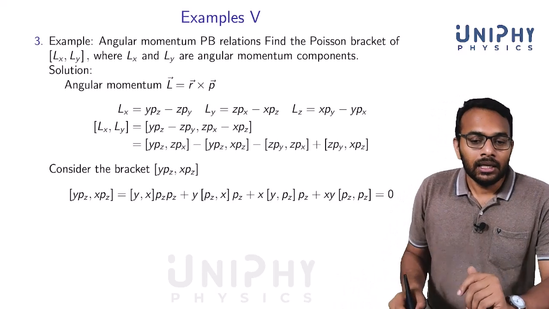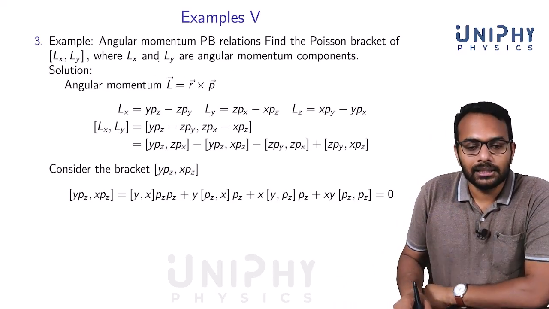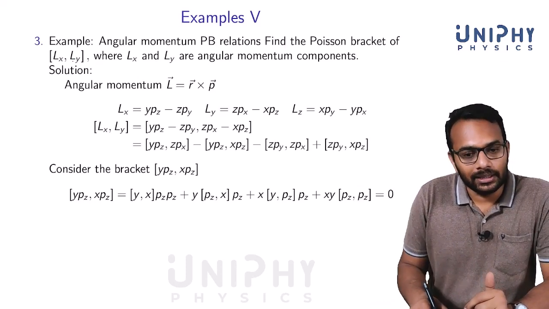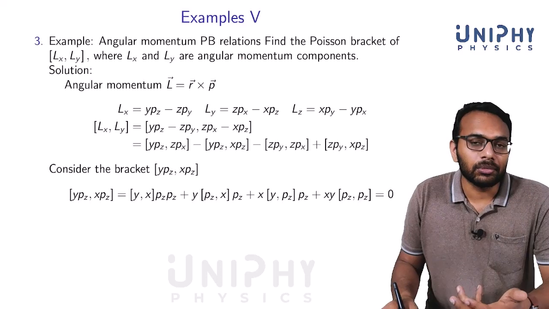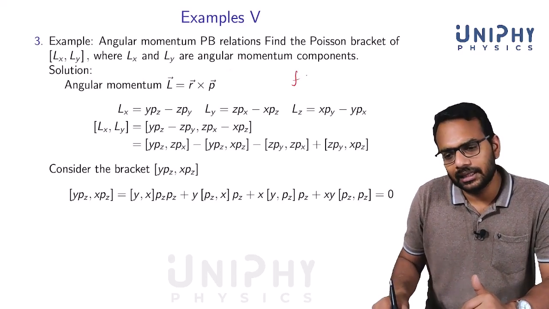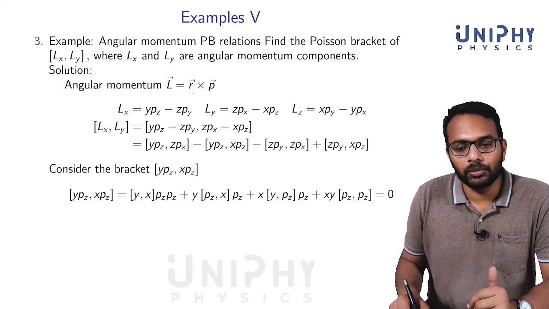Here is another example involving angular momentum Poisson brackets. Find the Poisson bracket of Lx comma Ly, where Lx and Ly are angular momentum components. So angular momentum we are familiar with. This is like one of the functions that we discussed earlier. It's a function of both q and p.